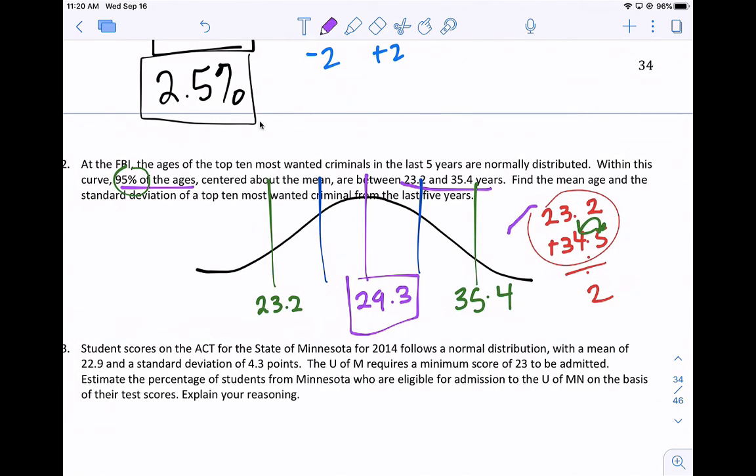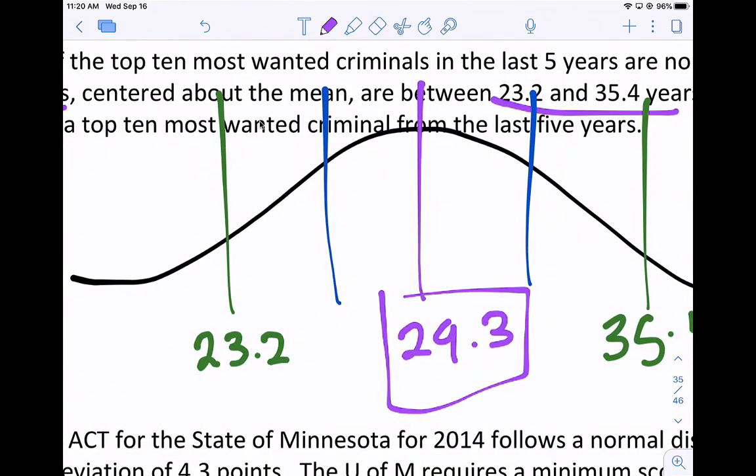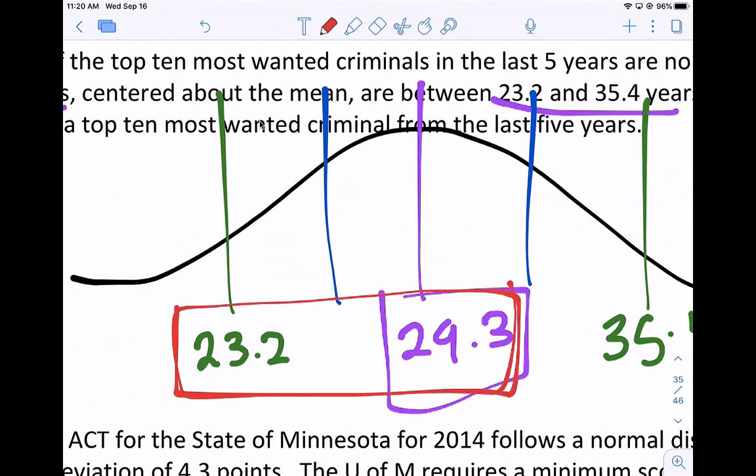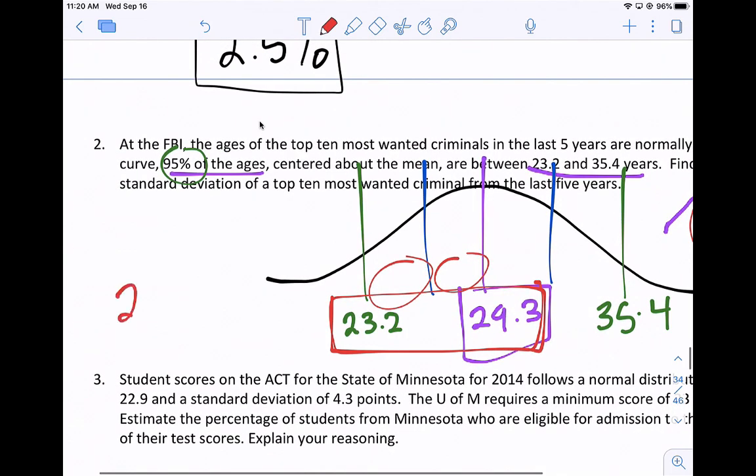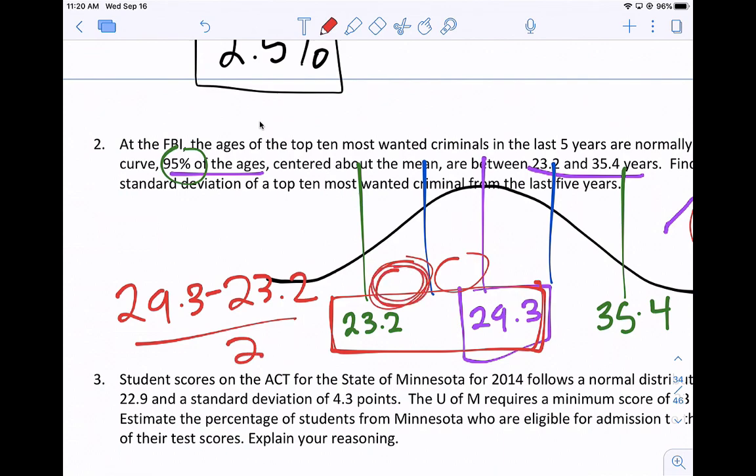All right, so to find the standard deviation, there's a few ways to do this. What I'm going to do is find the distance between these two, but this is 2 standard deviations, so then I'm going to divide it by 2. So I'm going to take 29.3 minus 23.2, and then divide it by 2 just to find that 1 standard deviation. I'll type that in my calculator because it's faster than using my head. All right, so 1 standard deviation, if I did my calculation right, is 3.05.